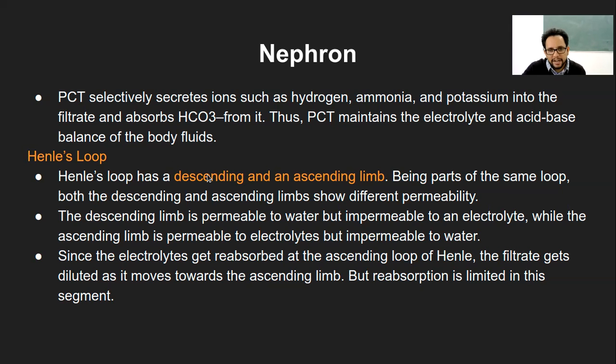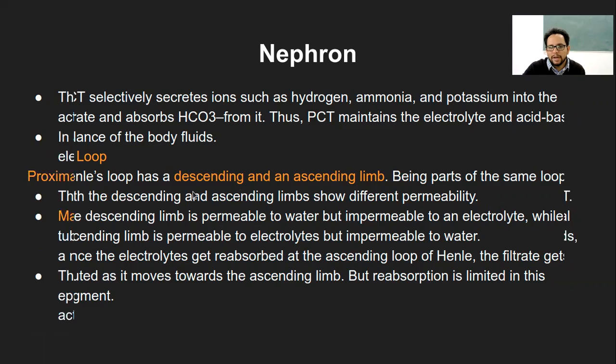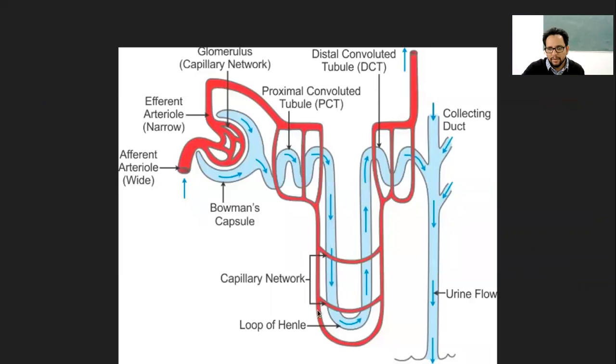There is descending limb. Again, most of the students get confused which one is descending and which one is ascending. Obviously, even if we look at this diagram here, from glomerulus to Bowman's capsule to PCT, it is going down and it has to be descending. So the first limb of Henle's loop that comes is the descending limb, and then there is a U shape, and then there is ascending limb.